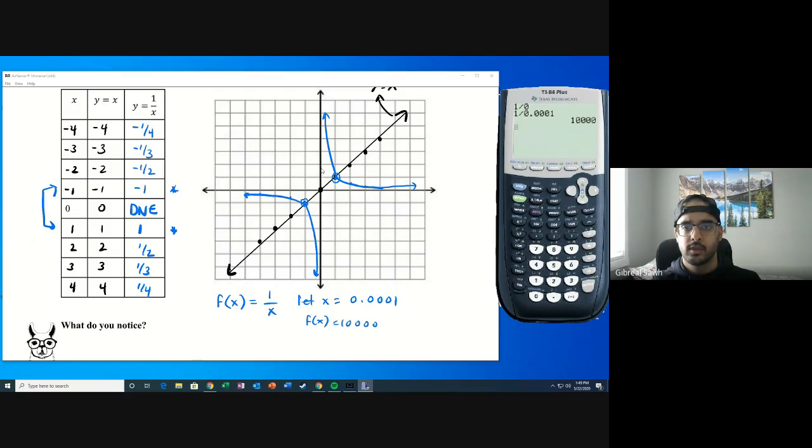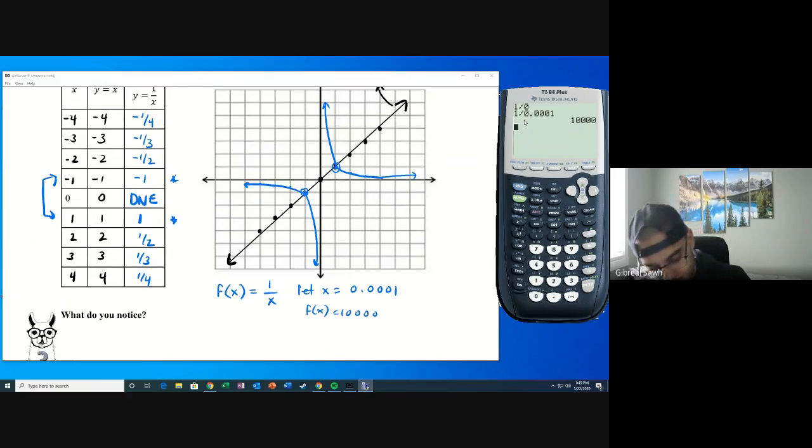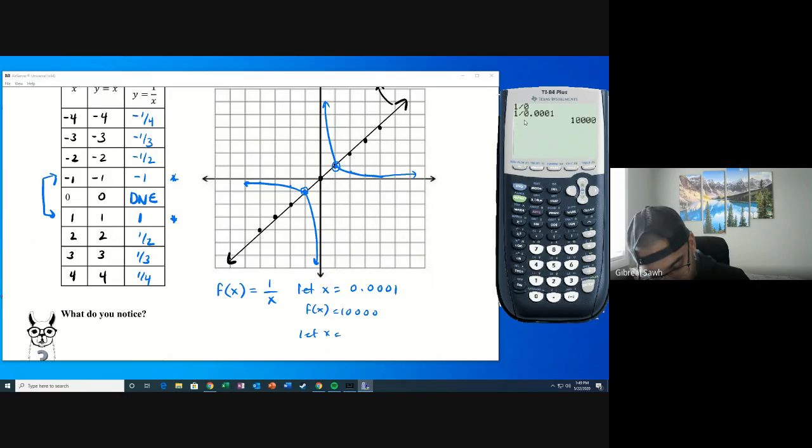So this graph only goes 1, 2, 3, 4, 5, 6, 7. Only goes up to 7. So if I'm really, really close to that y-axis, x is very, very small, my y value actually shoots all the way up to 10,000. That's interesting. If I pick a very, very small x, I get a really, really big y value. What happens if I pick a very, very big x? So let's say that we let x equal 100,000.